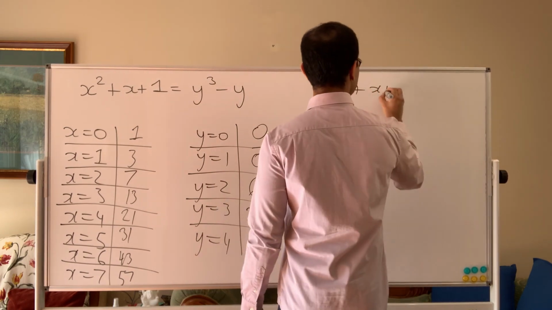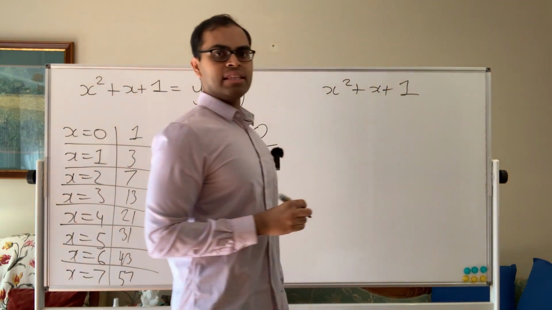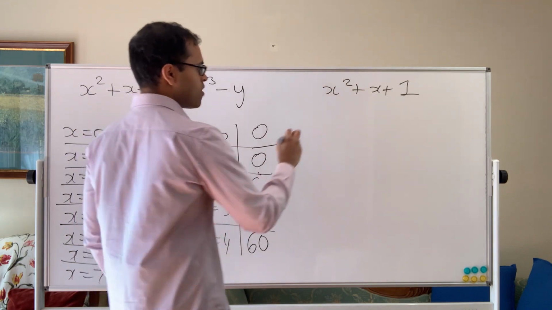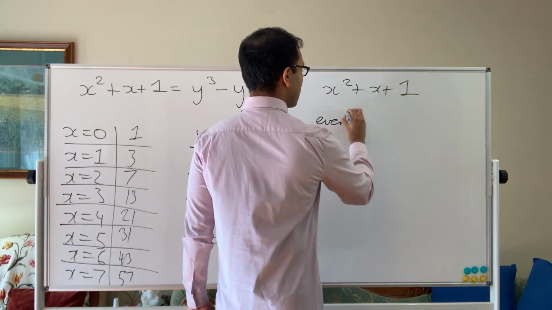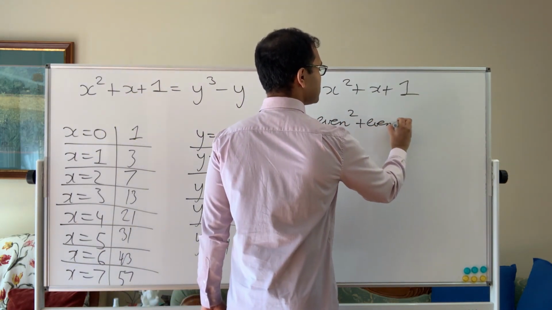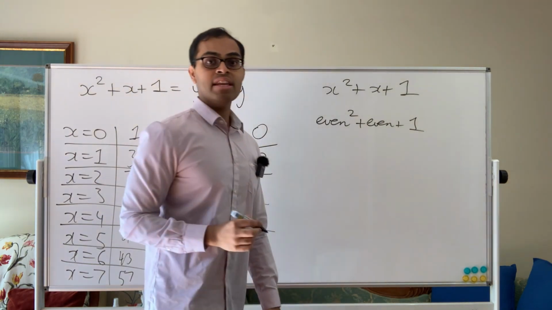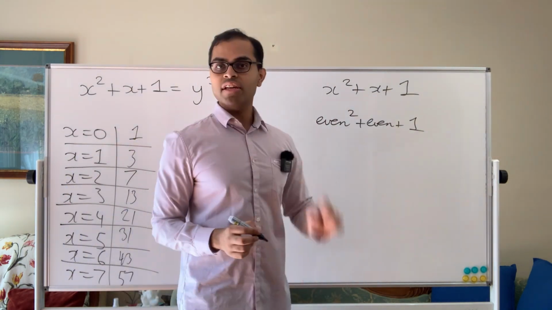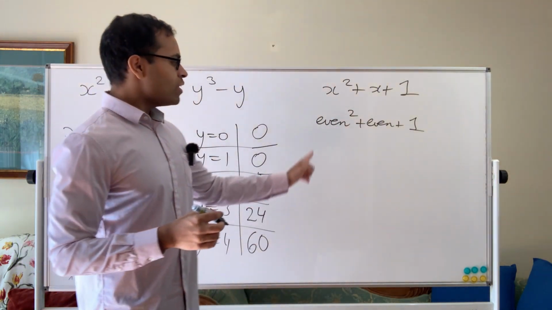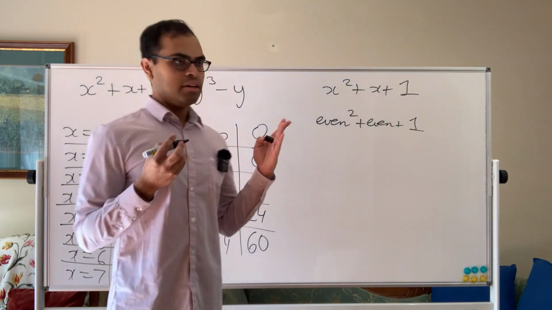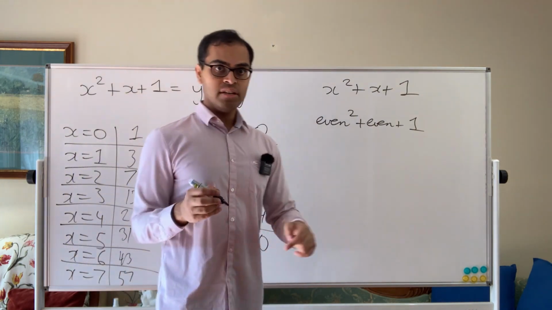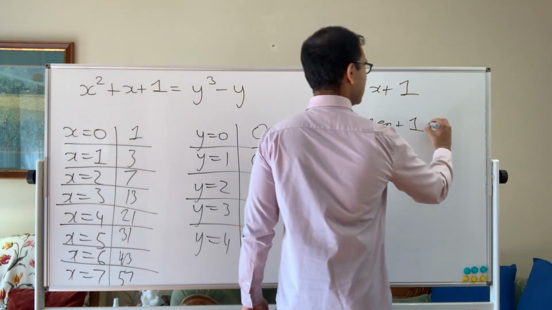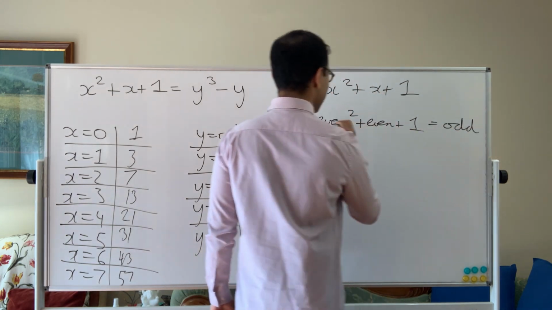So x squared plus x plus 1. Now I'm just going to write this in words, and you can make a mathematical proof out of it, but I want to keep things intuitive for now. Even squared plus even plus 1. What happens when you take an even number x? What is the parity of x squared plus x plus 1? Is it even or odd? Well, an even squared is always even. Two even numbers added up is always even. Add 1 to that, it becomes odd. So x squared plus x plus 1 is odd when x is even.